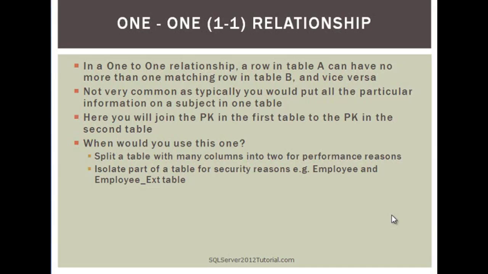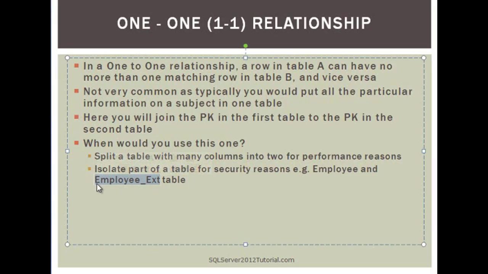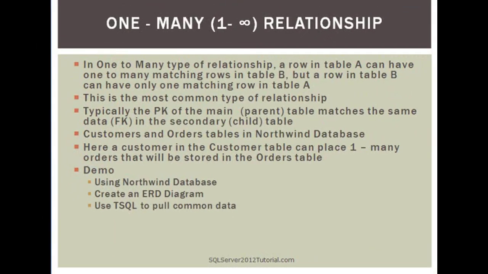Also, it's possible that you need to isolate part of a table for security reasons. So you may have an employee table, but you don't want to include social security and salary information. In that case, you would create, let's say, an employee_external table or extension table, and you could put the secure information in that table. Okay, so that's a one-to-one relationship.